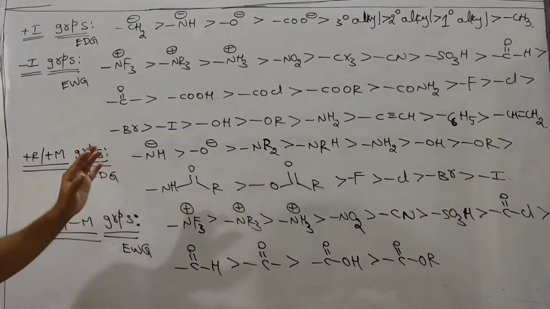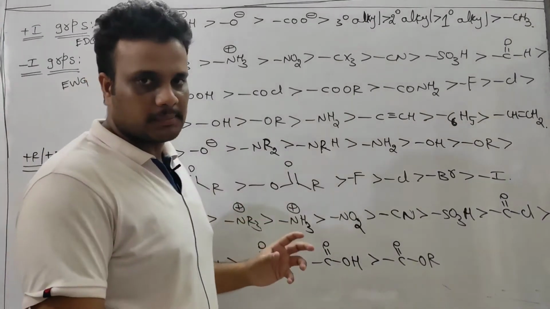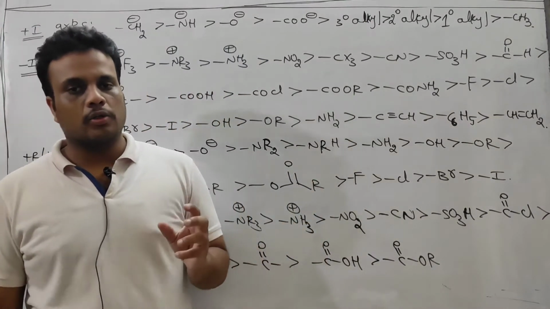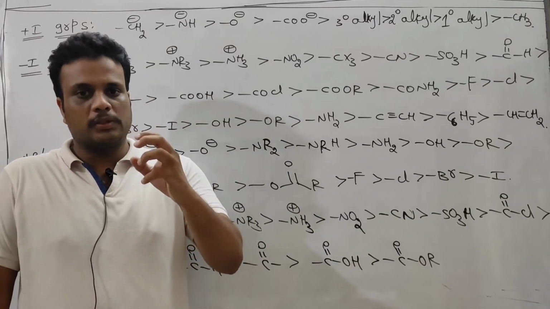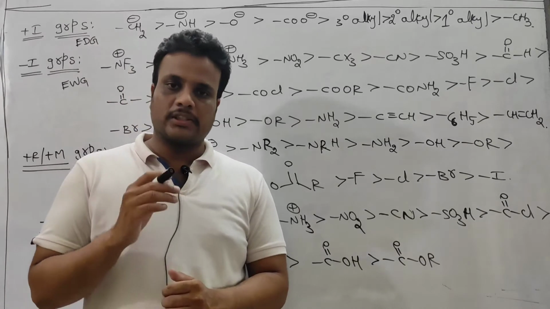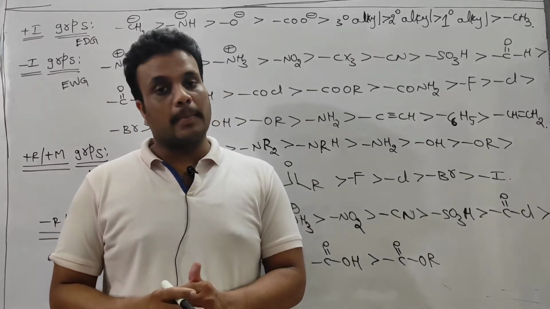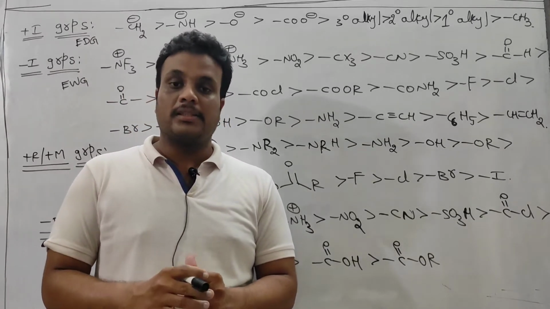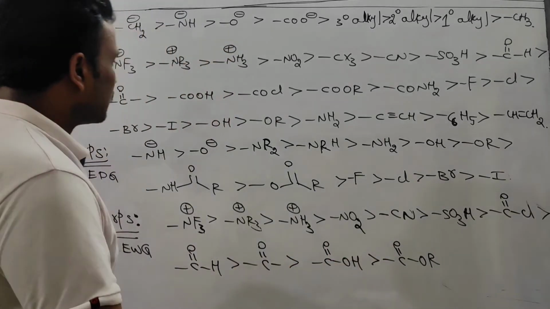So the resonance effect is applicable only in conjugated systems. And in the benzene ring, if any group is already present, then at the ortho and para positions, the resonance effect is operative. At the meta position, the resonance effect is never operative. So this is the concept.